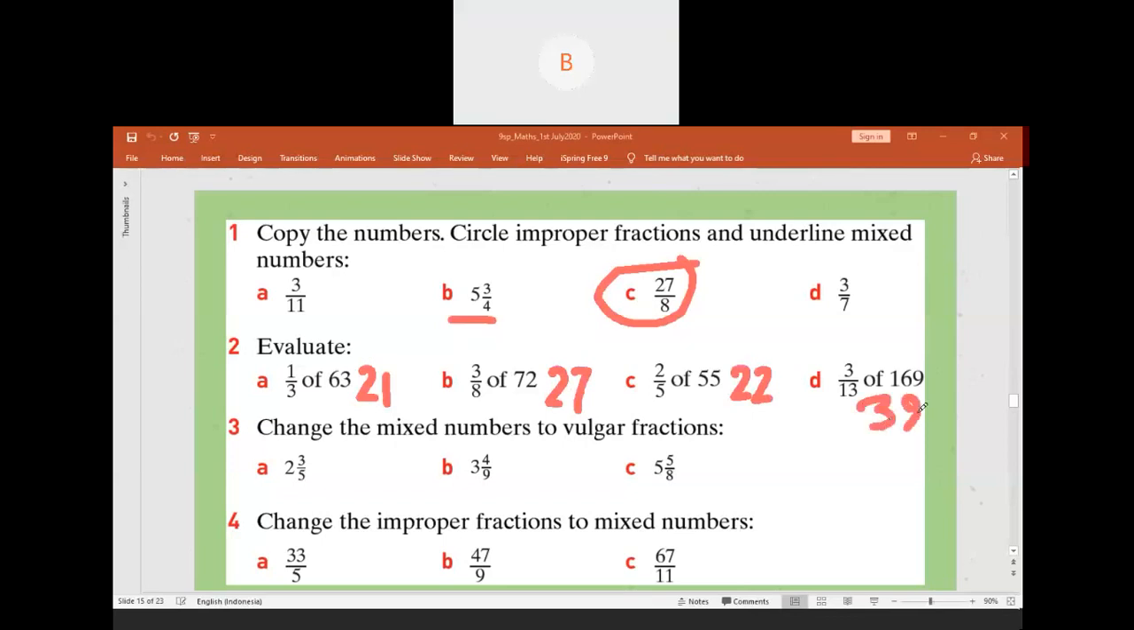Now, what about question 3? Change the mixed number to vulgar fraction. How much would it be? 13 by 5. Okay. What about question B? 31 by 9. Okay. Is there anyone confused? Whenever you get confused, please feel free to ask. What about question C? 45 by 8.